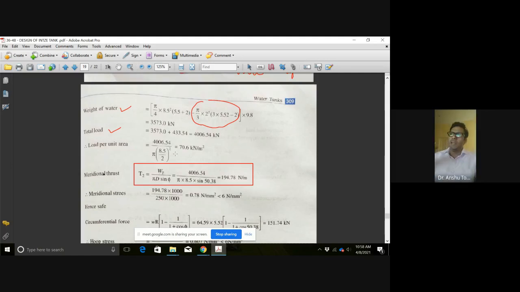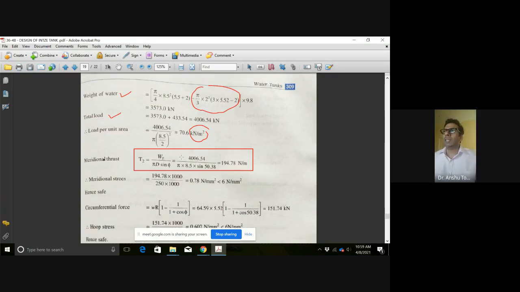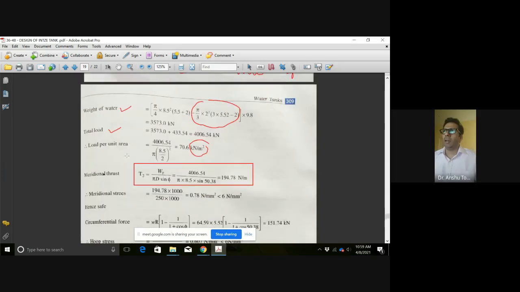So dividing this concentrated load which is acting from upside with the area of the circle, we will get the pressure in per meter square, which is like this. You can see we have got a pressure which is acting from upside in per meter square. When you divide this concentrated load by the area, it gets converted into pressure. And this load per unit area you can use for designing this particular part. So we will finish it off for today.